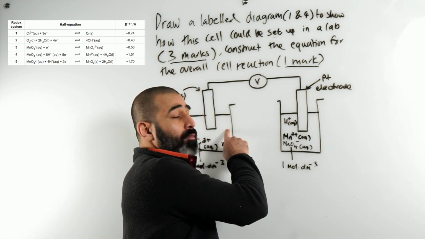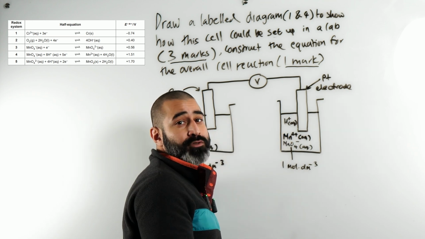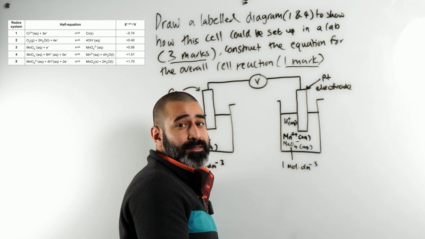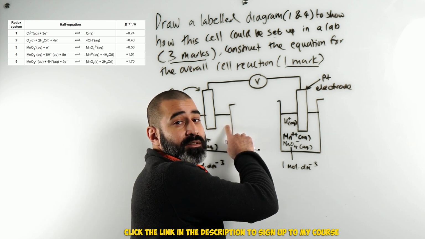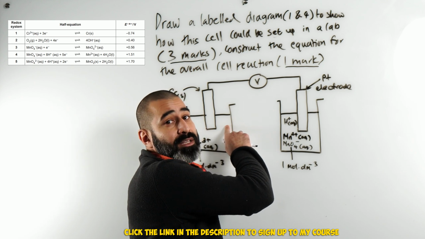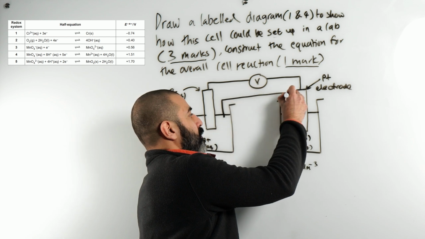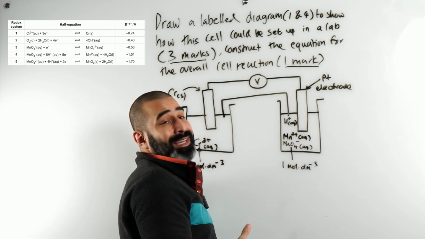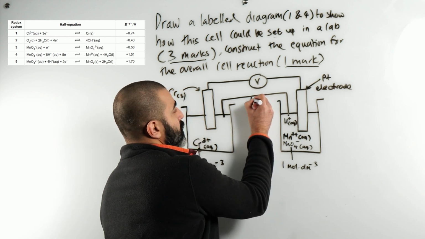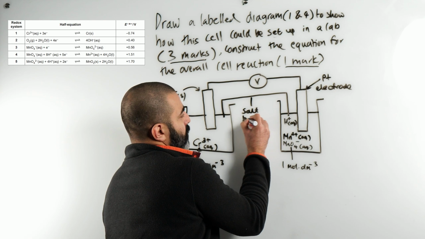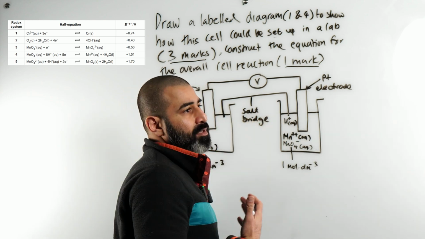Now, we need something connecting these 2 points. And what structure connects 2 points together? It is a bridge. And in this bridge, there's going to be some salt dissolved in it. So the name of this structure is going to be called a salt bridge. So, a salt bridge means that the current can continue flowing and it completes the cell.